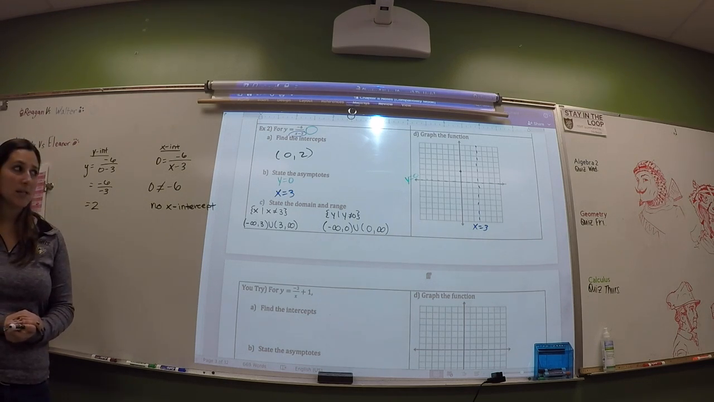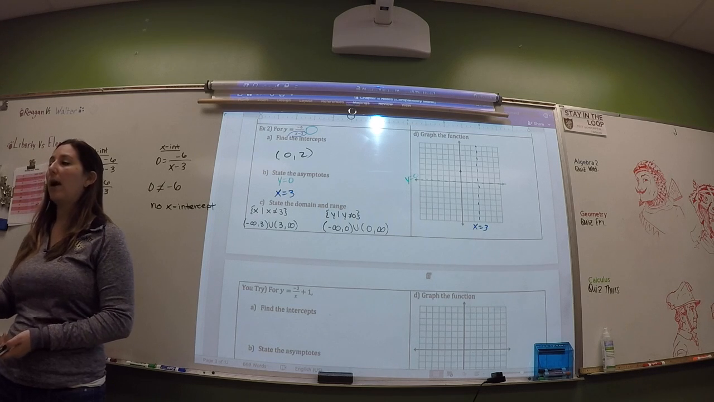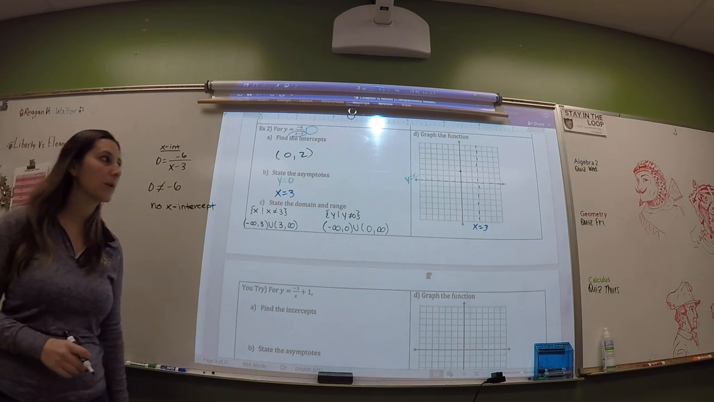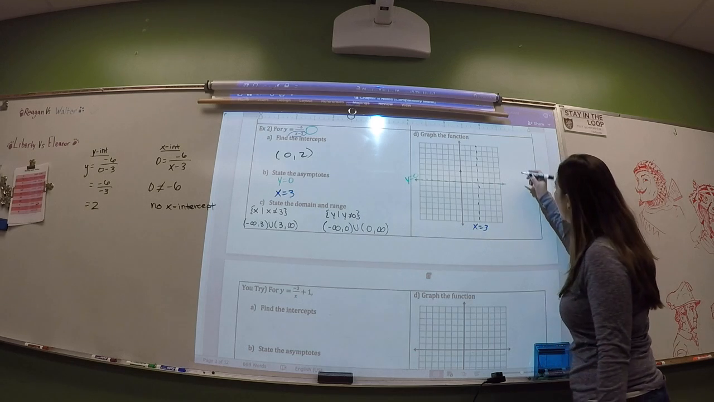Usually we have enough points with our intercepts to graph our swooshy thing, but we don't have that here, so we're going to have to do another point.